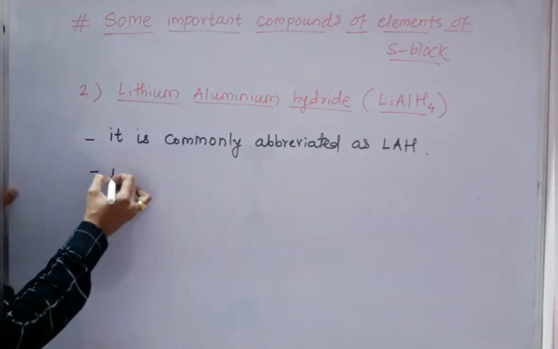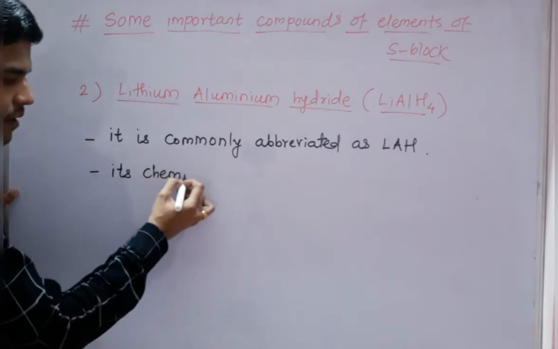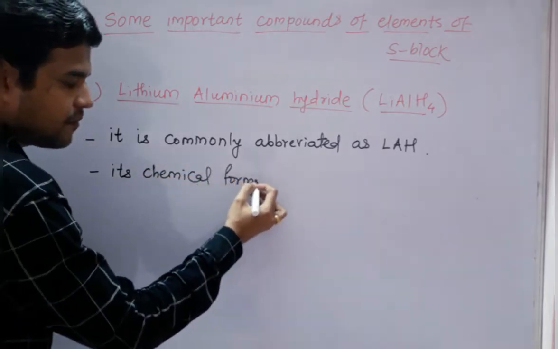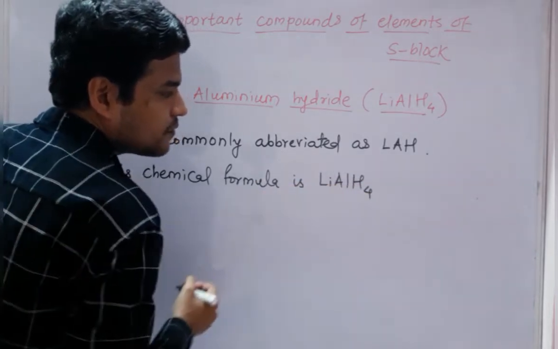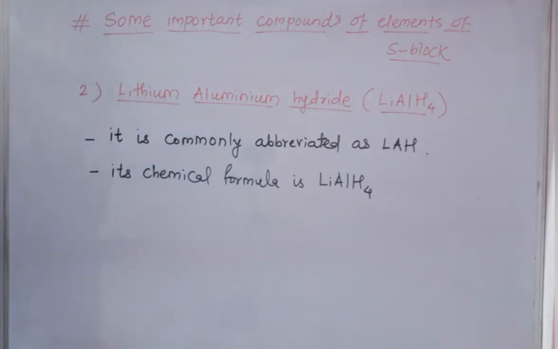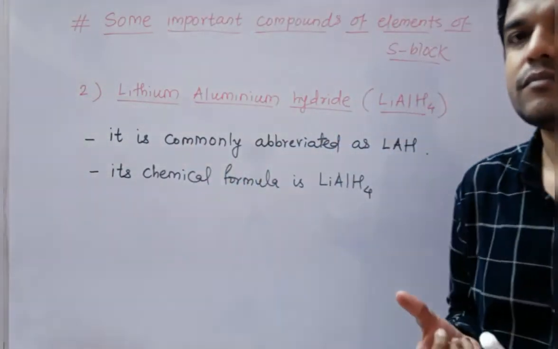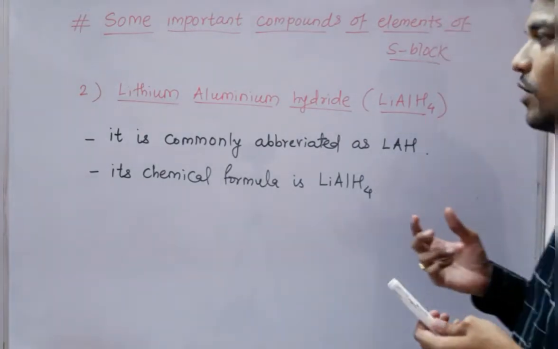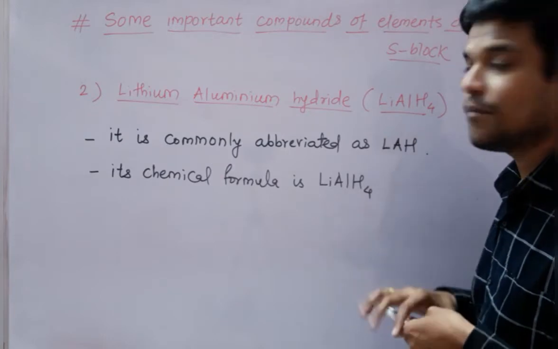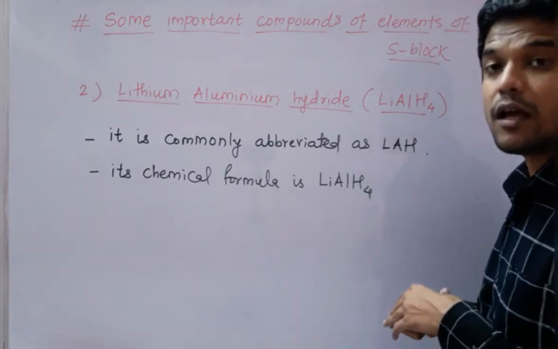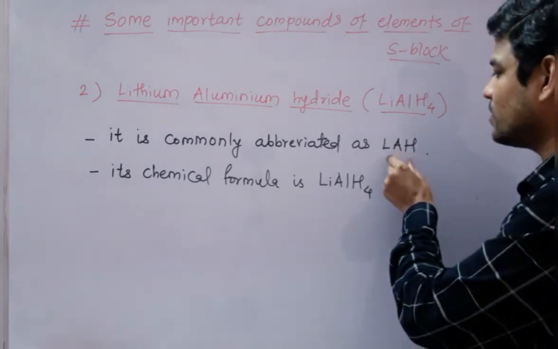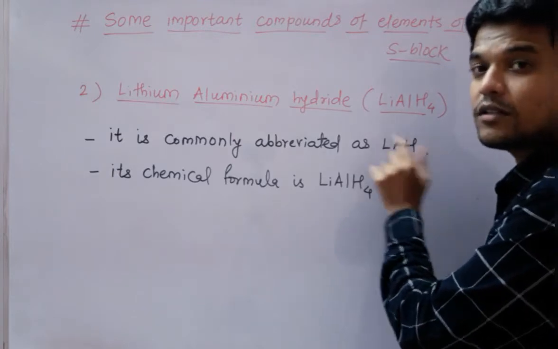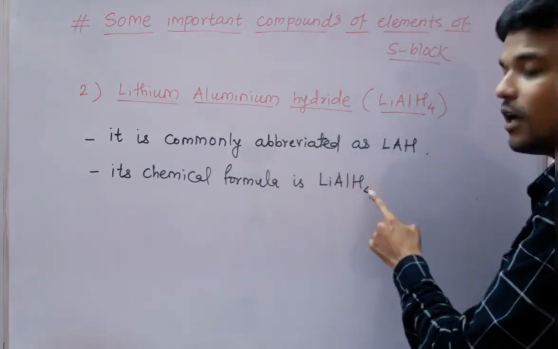What is the chemical formula? Its chemical formula is LiAlH4. Okay, so remember these 2 points first. Lithium aluminum hydride is a compound of lithium, aluminum and hydrogen. Actually it is a compound of lithium, so we are taking here lithium aluminum hydride. It is commonly abbreviated as LAH, lithium aluminum hydride. Short form of it is LAH. And what is its chemical formula? LiAlH4. ठीक है, now we'll see the preparation, how it is prepared.